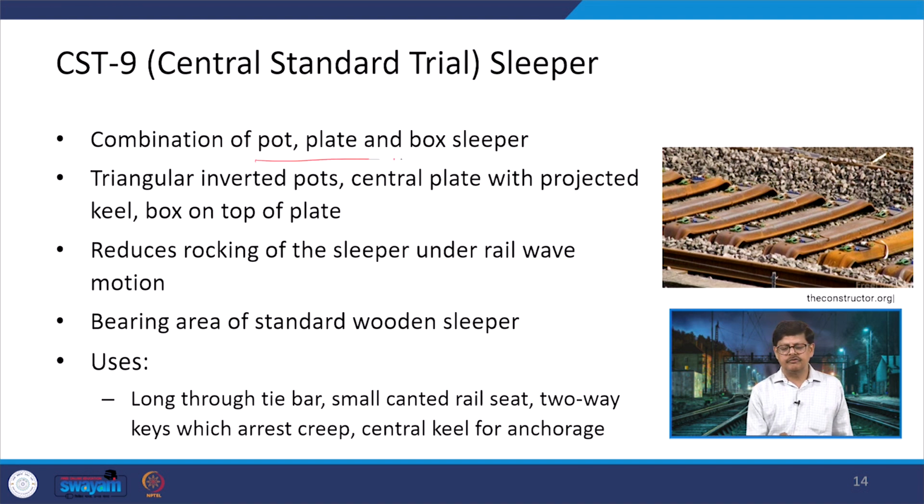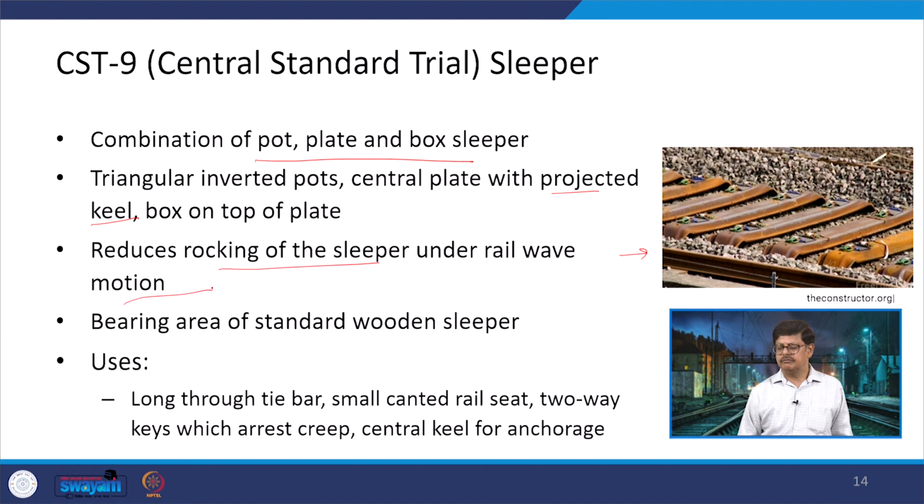It was a combination of pot, plate and box. So, you can see here the shapes which are being shown. So, triangular inverted pots were there with a central plate with projected keel and box on top of the plate. Actually, this projected keel provides further strengthening in terms of getting inside and providing a better connectivity and cohesion with respect to the rest of the components, specifically ballast. And it reduced the rocking of the sleeper under the rail wave motion.